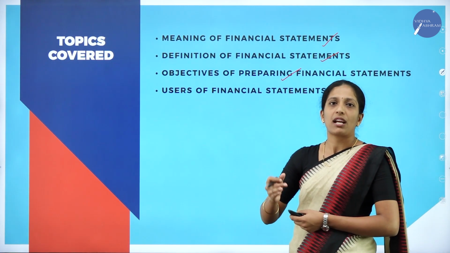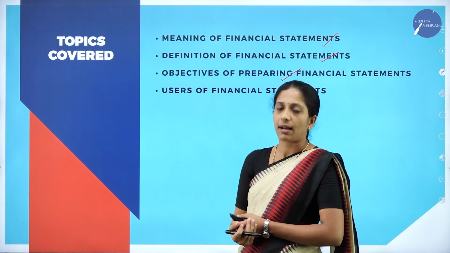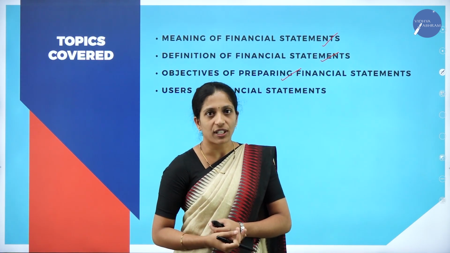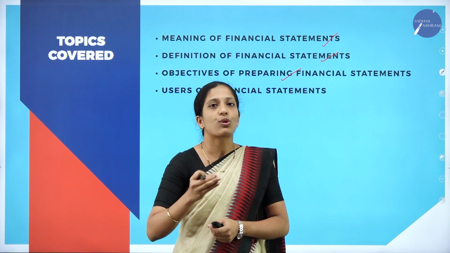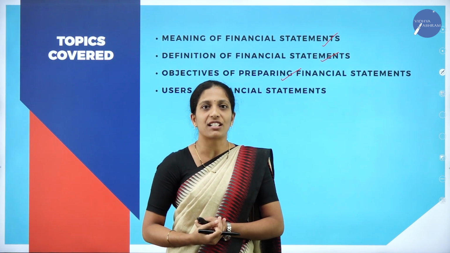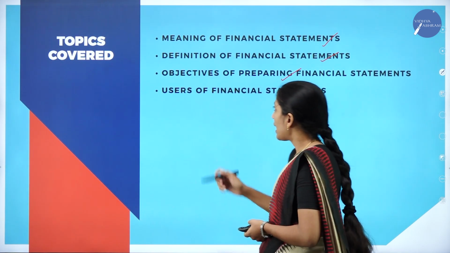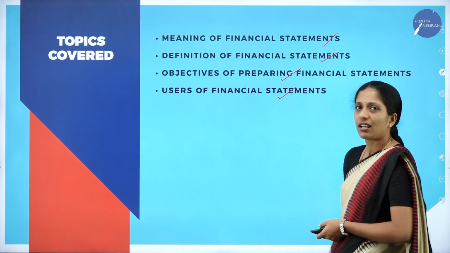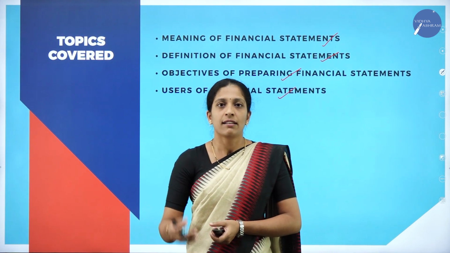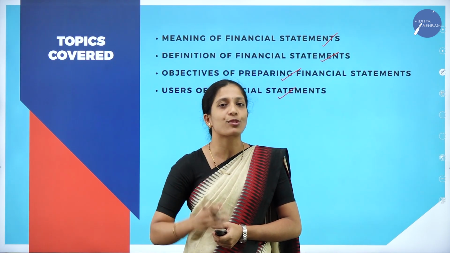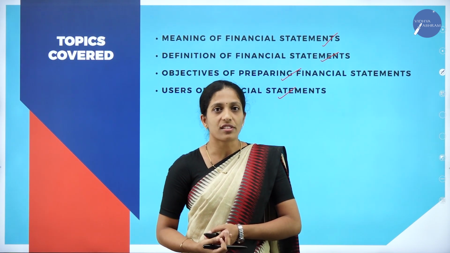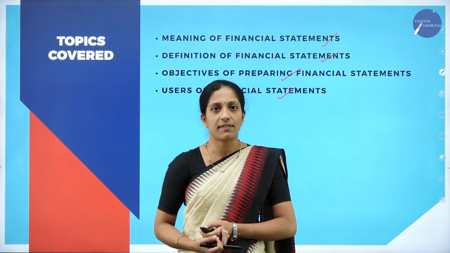Next, we have learned about objectives of preparing financial statement. There are two main objectives. The first one is to know the financial performance, that is profit and loss. And the second one is to know the financial position, that is the total firm's assets and liabilities of the firm. Next is users of financial statement. There are a number of users who wanted to know about the financial statement. There may be internal users as well as external users of the organization. So these are the few concepts what we have discussed in your previous session.